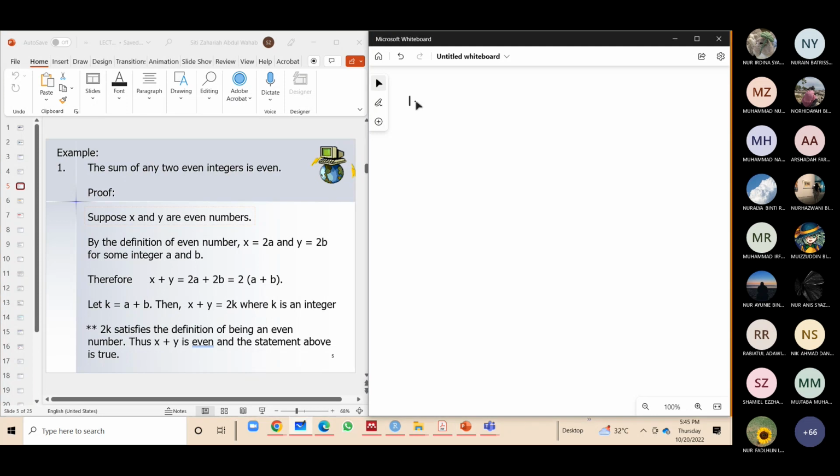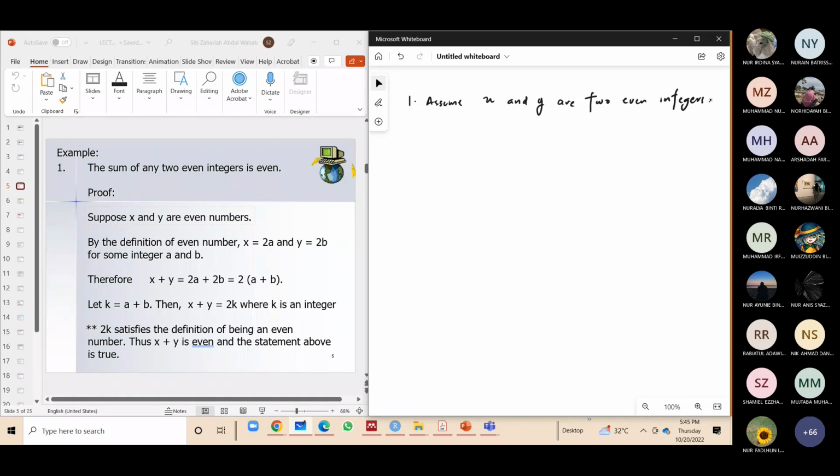First, you have to make an assumption. You assume two even integers. We cannot assume by using numbers, we have to use variables. So we assume x and y are two even integers. You can use any variables, a, b, d, e, any variables. Here I use x and y.